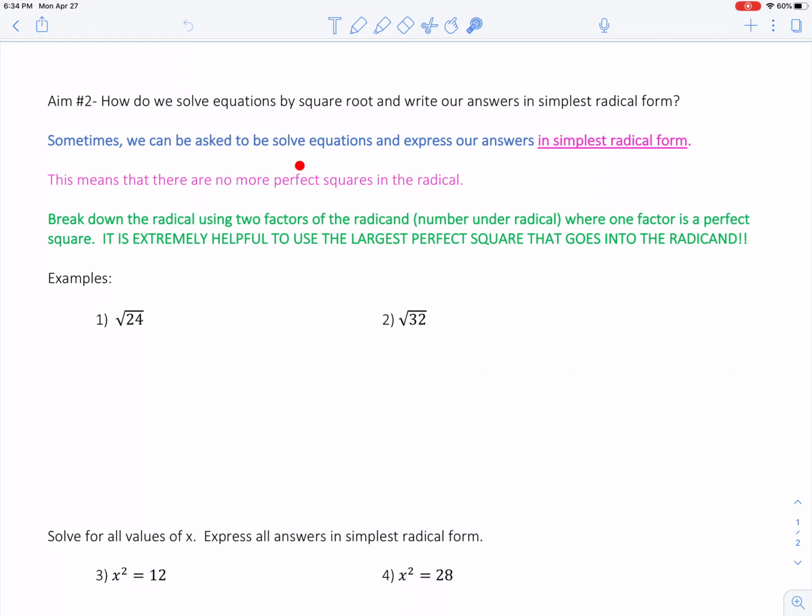Sometimes we could be asked to solve equations and express our answers in simplest radical form. This means that there's no more perfect squares in the radical. So we break down the radical using two factors of the radicand. The radicand is the number under the radical. One factor is a perfect square, and it is extremely helpful to use the largest perfect square that goes into the radicand. So here for 24, I need to break that down into two separate radicals. The first one's going to be a perfect square, the other one's going to be the other factor.